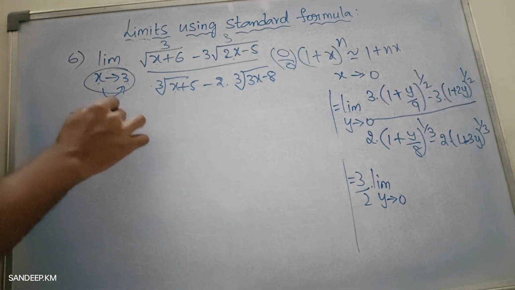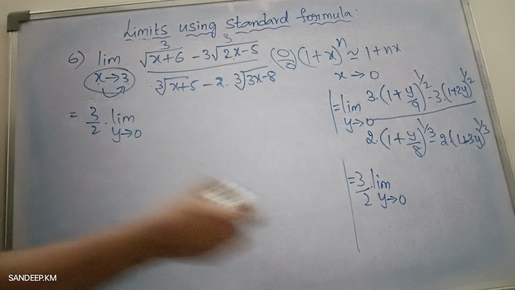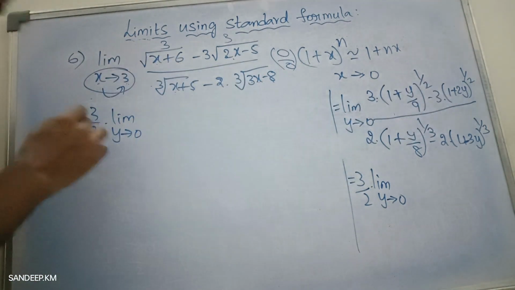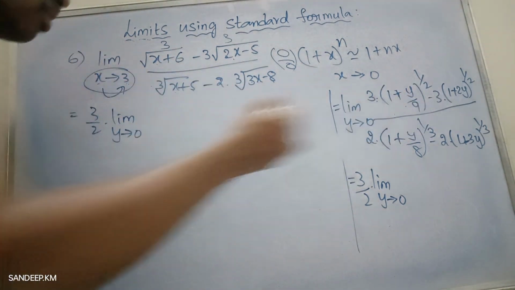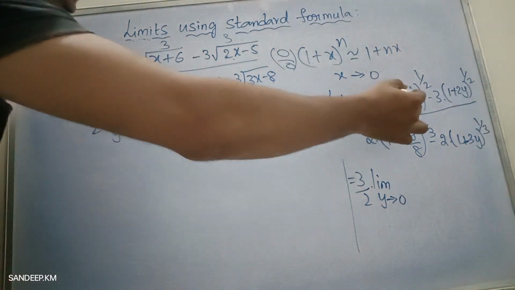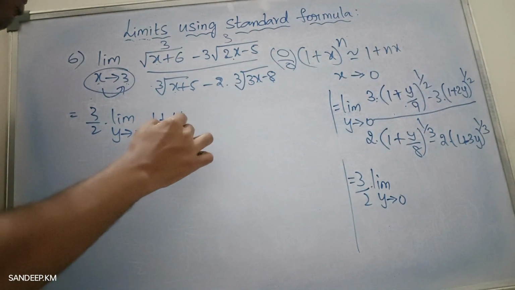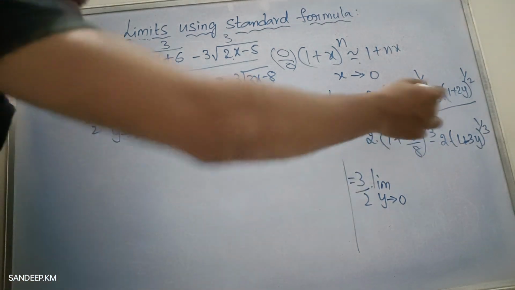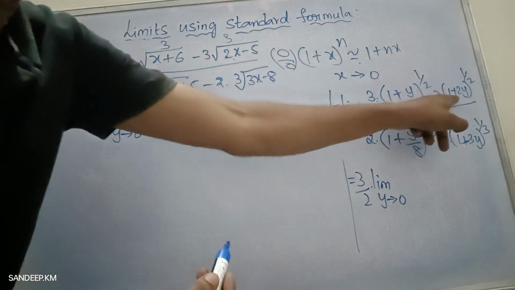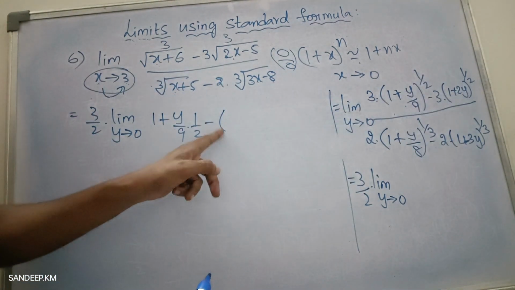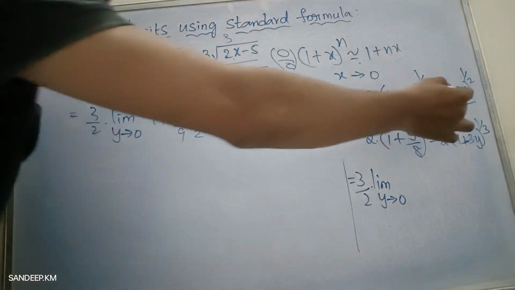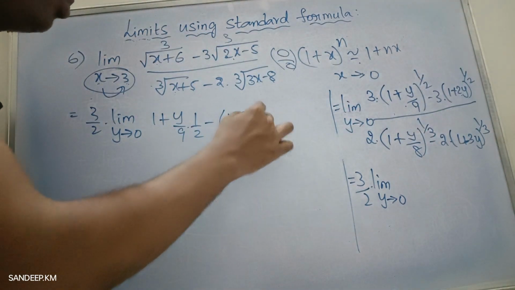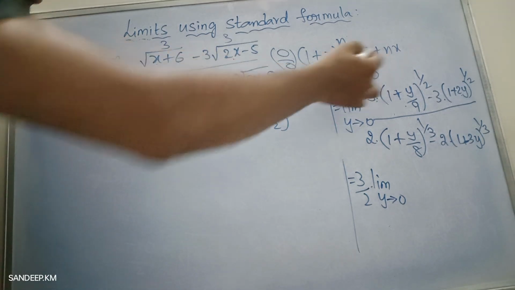So 3 by 2 into limit y approaches 0. What happens here? I took 3 common already. 3 came outside. So I can write this term as 1 plus y by 9 into 1 by 2, so y by 9 into 1 by 2 according to this form. Okay, now minus, please keep the bracket. For binomial, minus is there outside. Keep the bracket. So 1 plus 2y into 1 by 2, 2y into 1 by 2, because I have used this form.